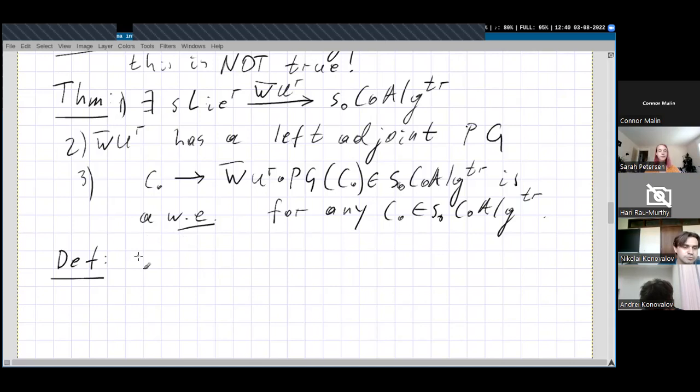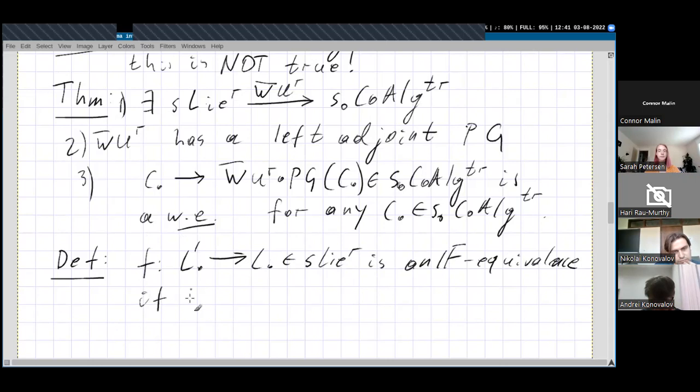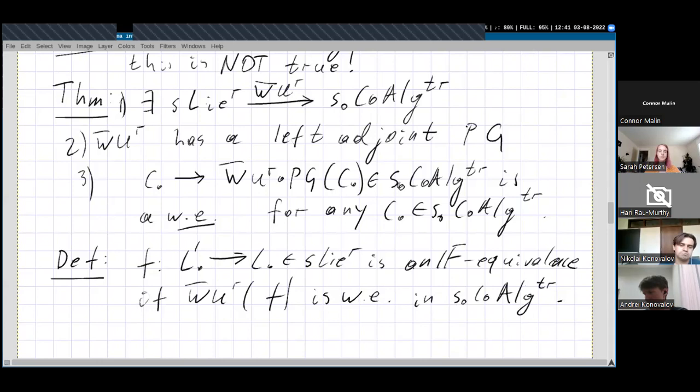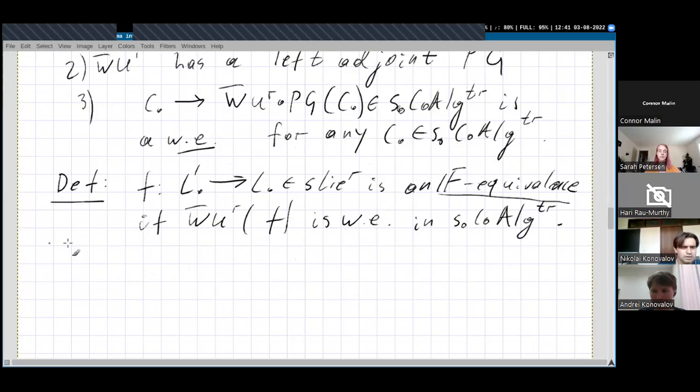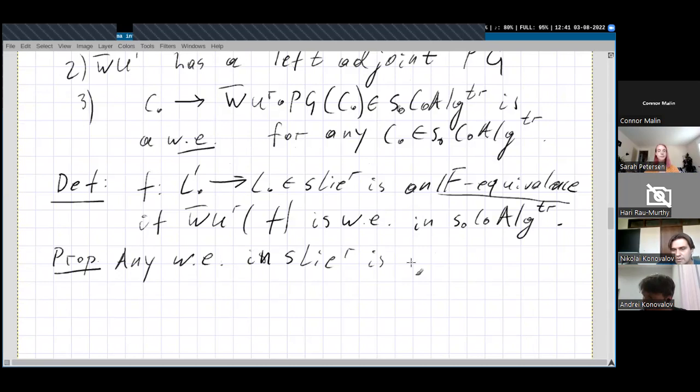I introduce a notion of F equivalence. So a map of two algebras is an F equivalence if the application of the functor from the first part is a weak equivalence here. And this notion is well behaved. In particular, an important property of this is that any weak equivalence here is an F equivalence.